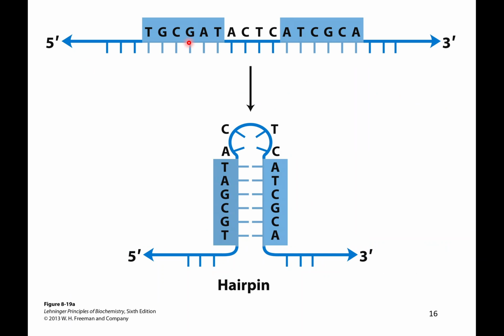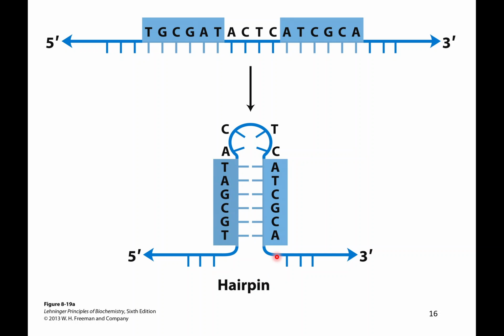Right. So here we have this palindrome sequence, if we have this sequence written, and then there's a few bases in between it, and then this sequence, right? These are complementary sequences, and they can form these base pairs with one another instead of the opposite strand. So now you have base pairing within the same strand, and this forms what's known as a hairpin.